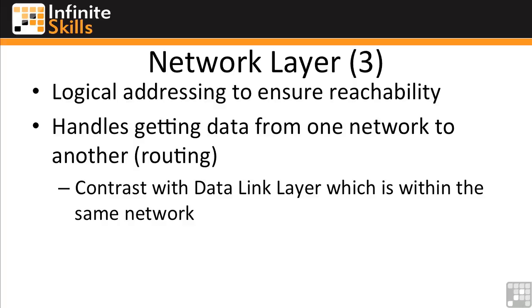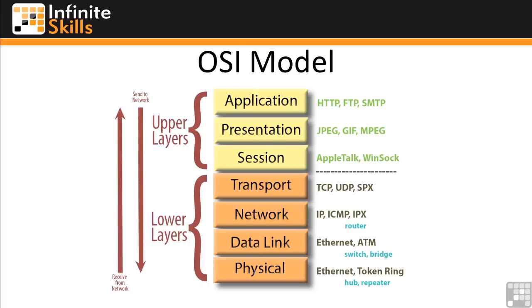So we need a logical address to ensure that we can get messages from one network to another network reliably. So we have a logical address at the network layer. And in this case, if we go back to the model diagram, you'll see IP is actually at the network layer. So IP and the IP address actually sits at layer 3 at the network layer. At layer 4, we've got the transport layer. That's where TCP and UDP actually sit.